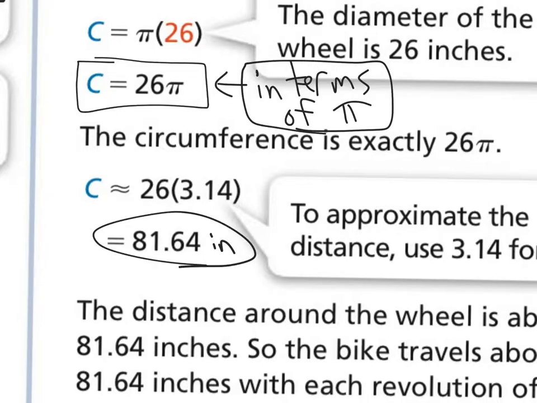Now, if you use the pi button on your calculator, you're going to get something slightly different. Pretty close to that: 81.68. Pretty close, but a little bit more accurate than this one. So we're off by 4 hundredths of an inch. That's pretty close either way.